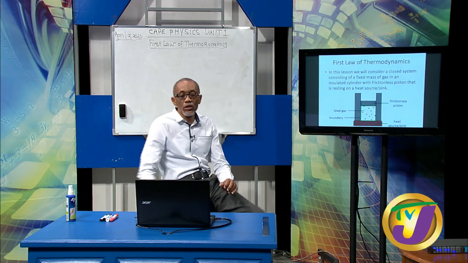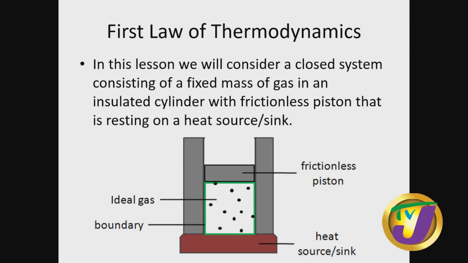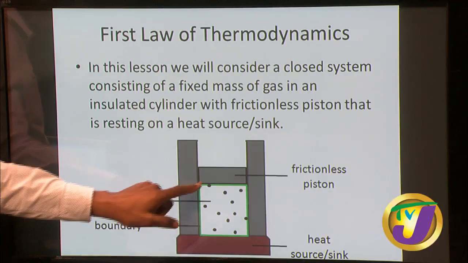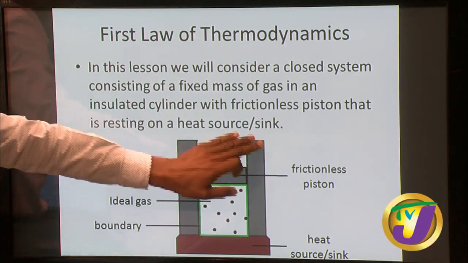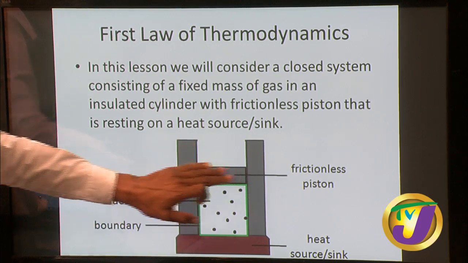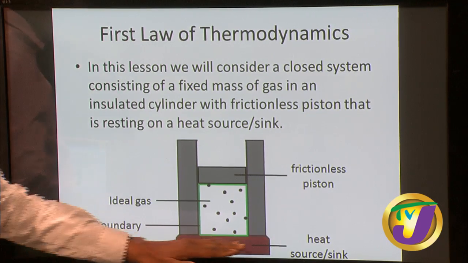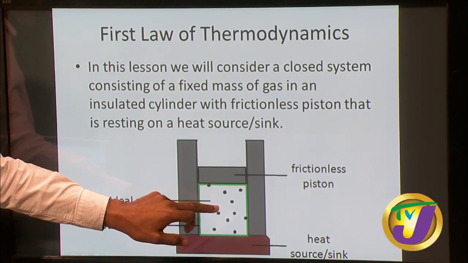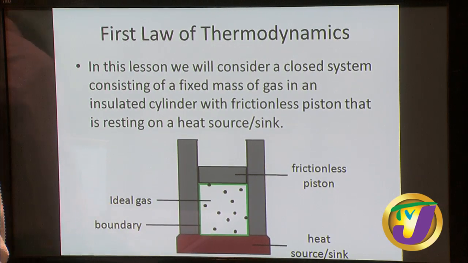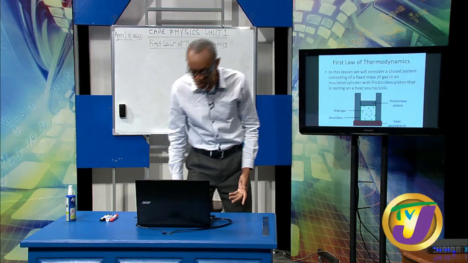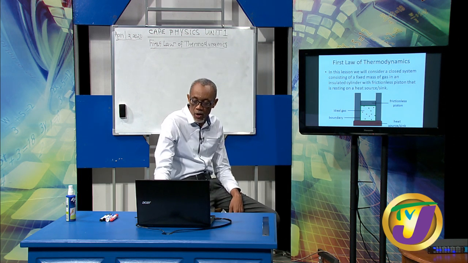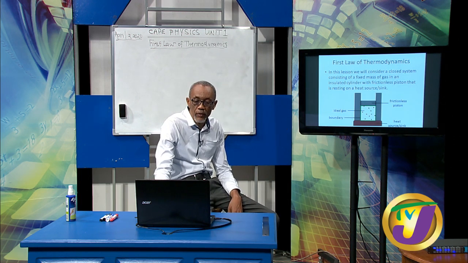All right, so we'll go to the first law of thermodynamics. In this lesson, we will consider a closed system consisting of a fixed mass of gas in an insulated cylinder. So we have an ideal gas inside of this here. If you notice, the boundaries in green. This is like a cylinder. These are insulated, and this is a piston. And here we have what you call a heat source or a heat sink. Heat can either come from the source into the system or from the system into the source. It's like putting it on a hot plate. You put a cylinder on a hot plate, all right? Okay, so this is what we will consider.